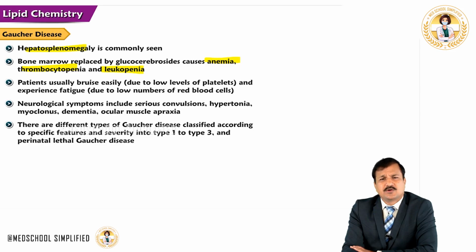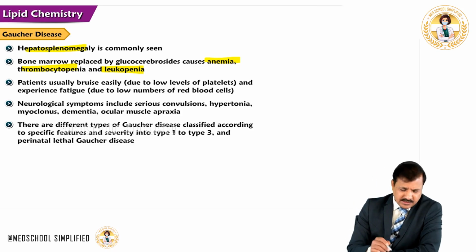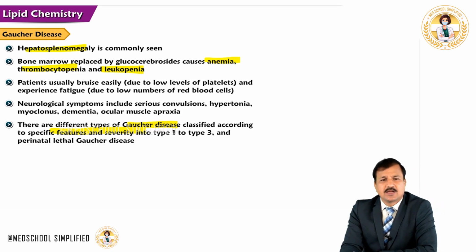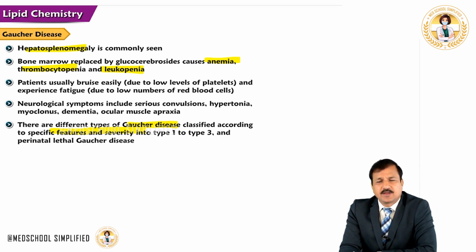Neurological symptoms include seizures, convulsions, hypertonia, myoclonus, dementia, and ocular muscle apraxia. These are some of the signs seen with Gaucher's disease. There are three different types of Gaucher's disease, classified according to specific features and severity, from type 1 to type 3, and it also includes perinatal lethal Gaucher disease. Let's get into a little more detail on each one of them.